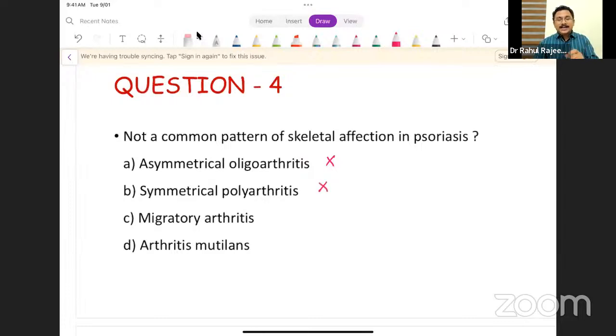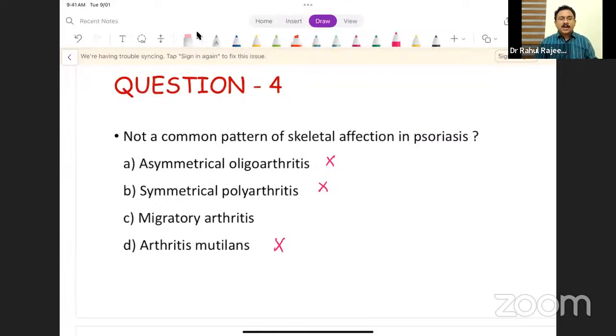So then in that case, it is a very close differential diagnosis of rheumatoid arthritis. You must understand that psoriasis can have varied skeletal presentations. The pathology of psoriasis is very similar to that of rheumatoid arthritis, involving the synovium. So you can have a symmetrical polyarthritis like RA, and asymmetrical oligoarthritis like a reactive arthritis. A severe form of destructive arthritis, also known as arthritis mutilans, is also a pattern of skeletal affection in case of psoriasis. So that is also a correct statement.